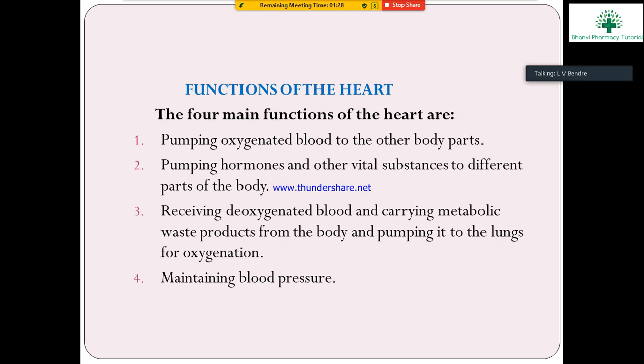Next, receiving the deoxygenated blood and carrying the metabolic waste products. What are the metabolic wastes? After completion of the metabolism, the metabolic wastes, like carbon dioxide, are received from the body and pumped to the lungs for oxygenation. Next, the third one is maintaining the blood pressure. These are the functions of the heart, okay.